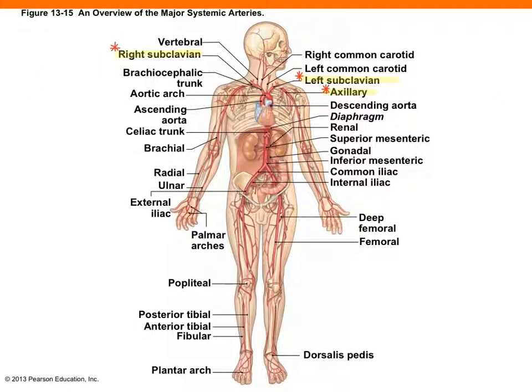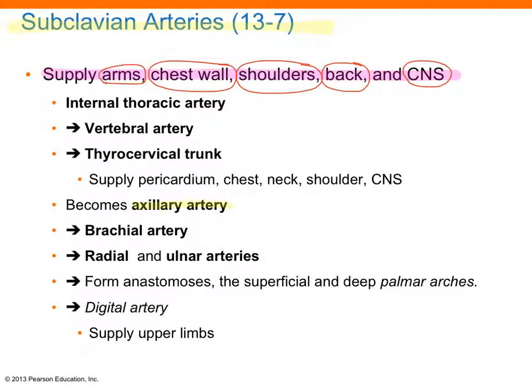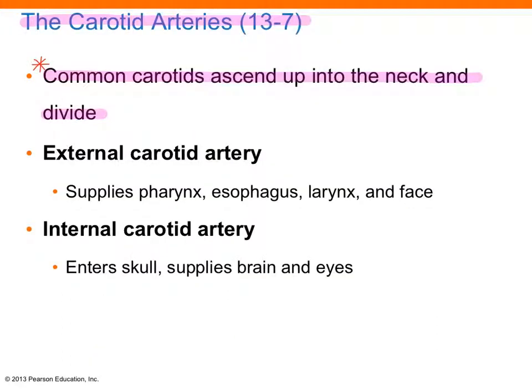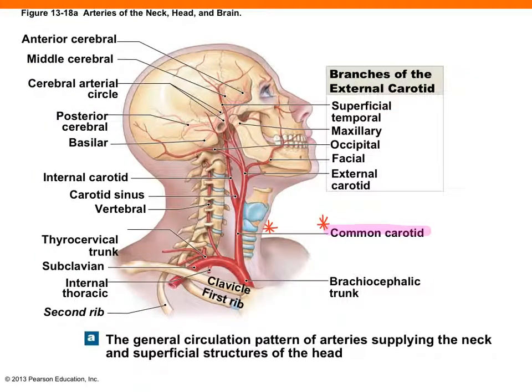Make sure you know this picture, know the right subclavian artery and the left subclavian and the axillary artery. The subclavian arteries supply the arms, chest wall, shoulders, neck, back, and central nervous system. The common carotid arteries ascend up into the neck and divide. There's the external carotid artery and the internal carotid artery. This picture illustrates and shows the common carotid artery and the subclavian.